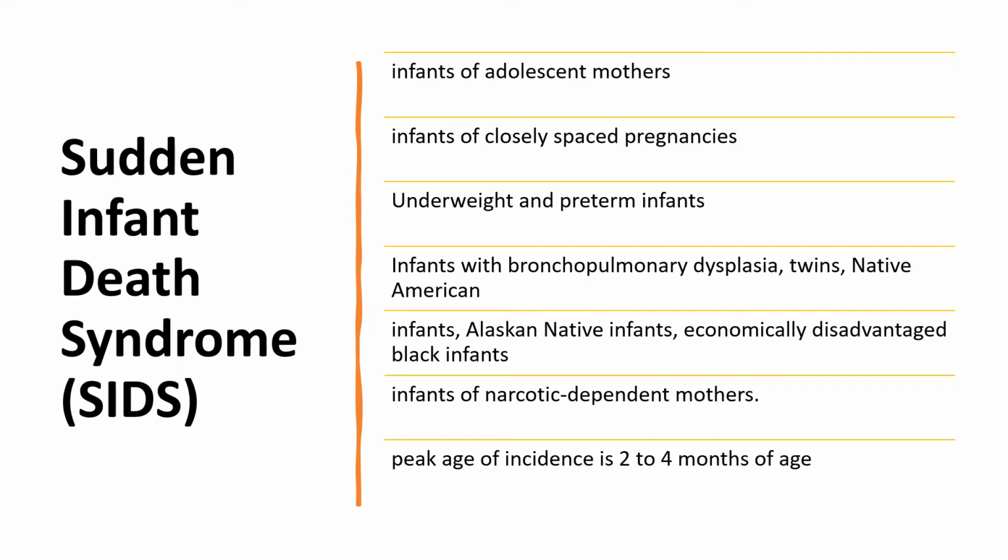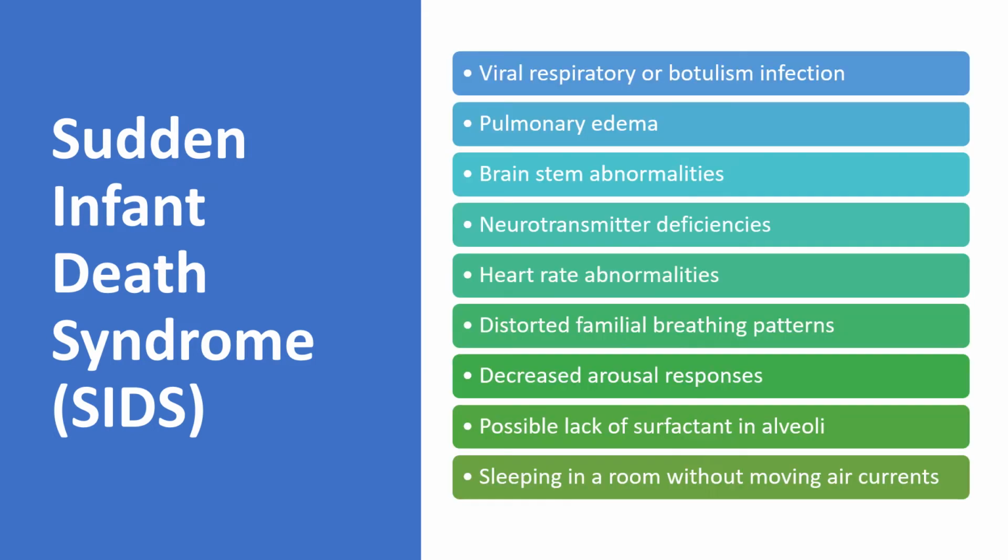The peak age of incidence is 2 to 4 months of age. Although the cause of SIDS is unknown, there are other possible contributing factors which include the following: viral respiratory or botulism infection, pulmonary edema, brainstem abnormalities, neurotransmitter deficiencies, heart rate abnormalities, distorted familial breathing patterns, decreased arousal responses, possible lack of surfactant in alveoli, and sleeping in a room without moving air currents, wherein the infant rebreathes expired carbon dioxide.